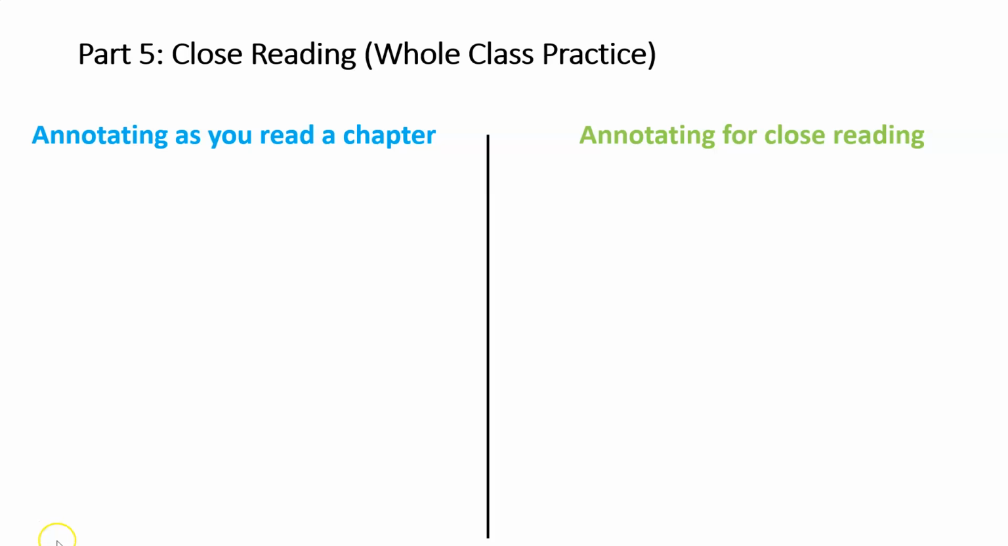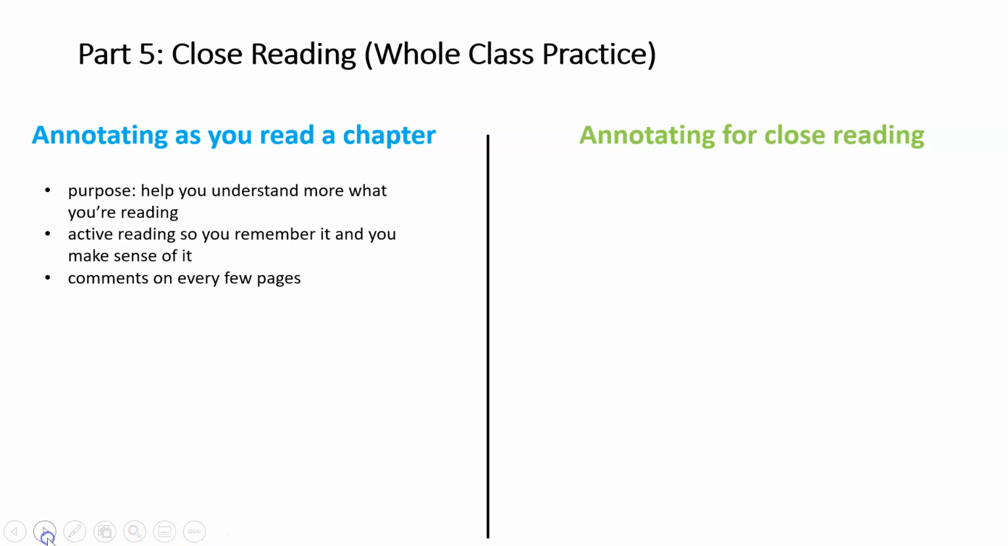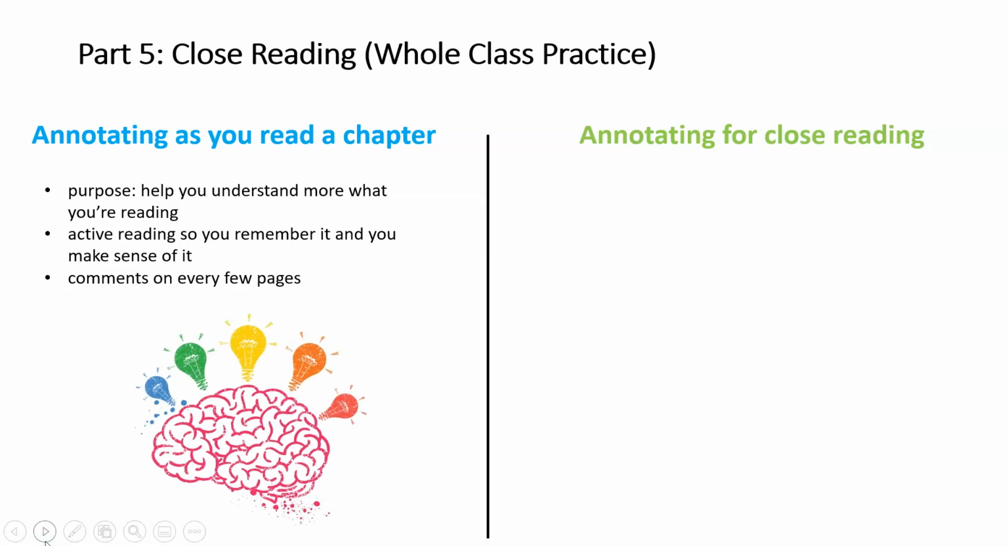So far this year, when I have talked to you about annotating, what I've been talking about has been annotating as you read a chapter. And our purpose for doing that is to help you understand more about what you're reading and so that you're reading actively so you remember it and you can make sense of it. And for those kinds of annotations, what I'm asking you to do are to make comments every few pages. And those comments have been summaries or inferences or questions, predictions, definitions of words. So in that way, we can kind of think of annotating as you're reading through a chapter of a book as like all of the stuff that your brain is doing so that you're reading actively.